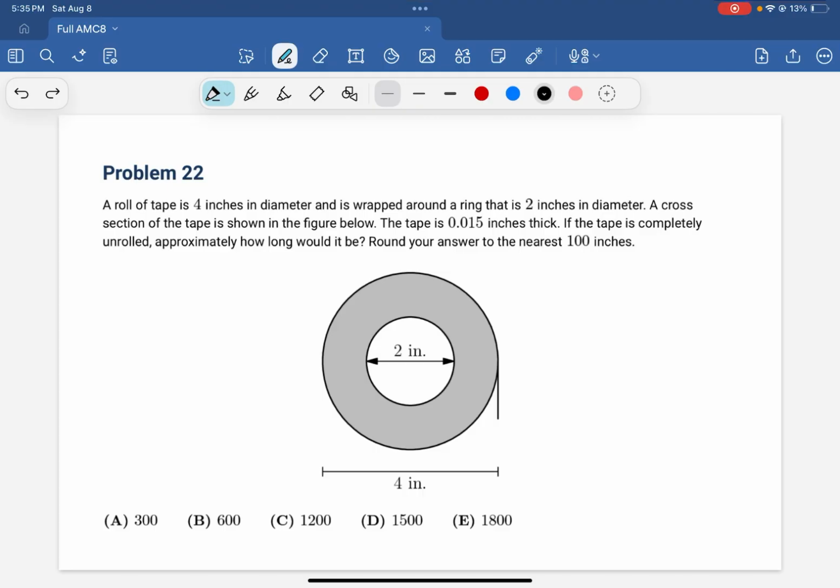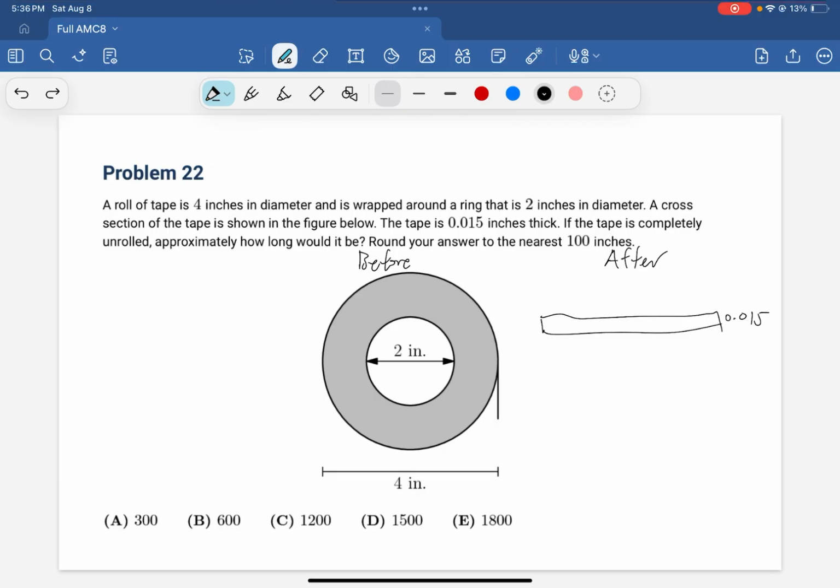Let's compare the before and after. So this is the before, and this is the after. The after is going to be a very long and very thin rectangle. The tape is 0.015 inches thick. So this is like a cross section. I'm exaggerating the thickness of the tape, but we don't actually need this length right here. So I'm just not going to draw that.